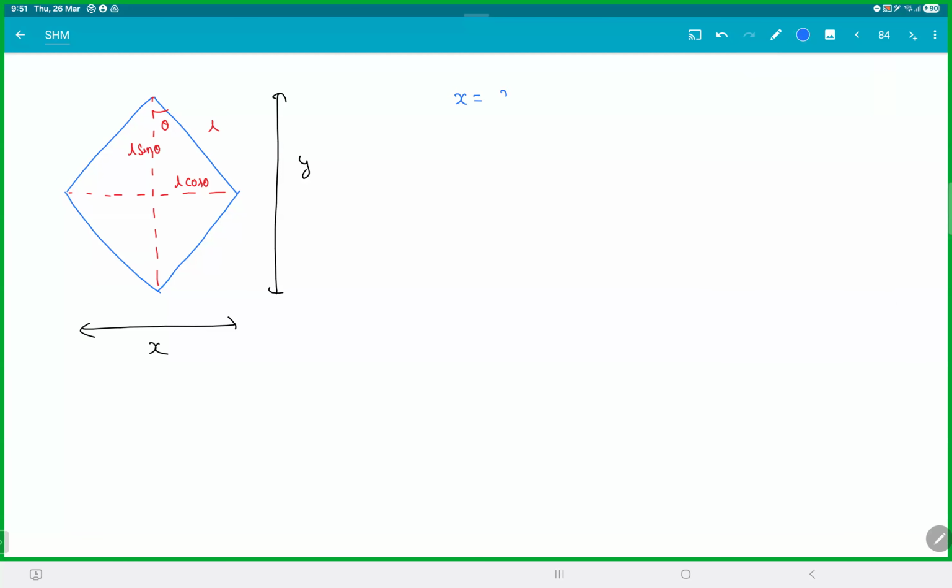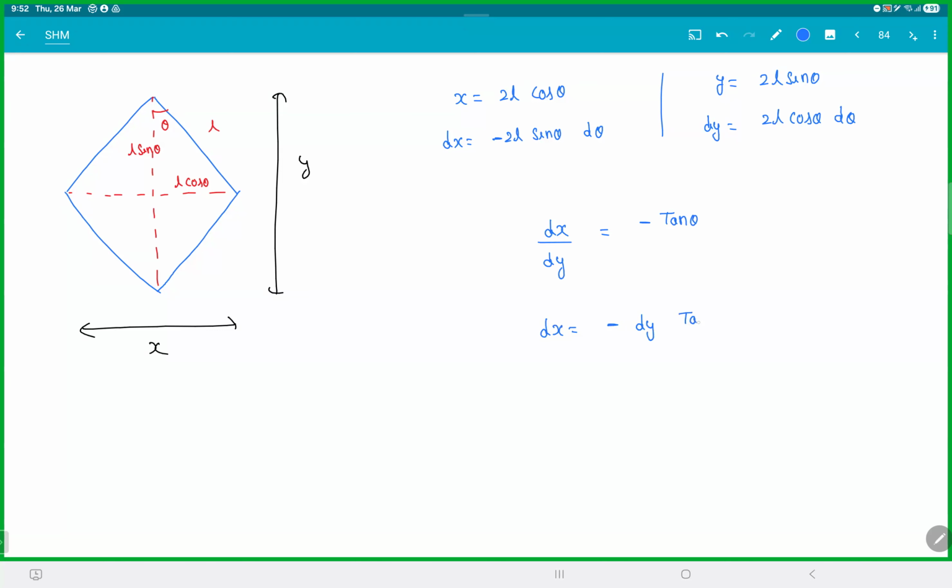That means x is equal to 2L cos theta. So if I do dx, we'll get minus 2L sin theta d theta. Y is equal to 2L sin theta, so dy is 2L cos theta d theta. Then if you just divide them, you will end up with dx by dy is equal to minus tan theta. Now understand the meaning of this. So dx is minus dy tan theta.